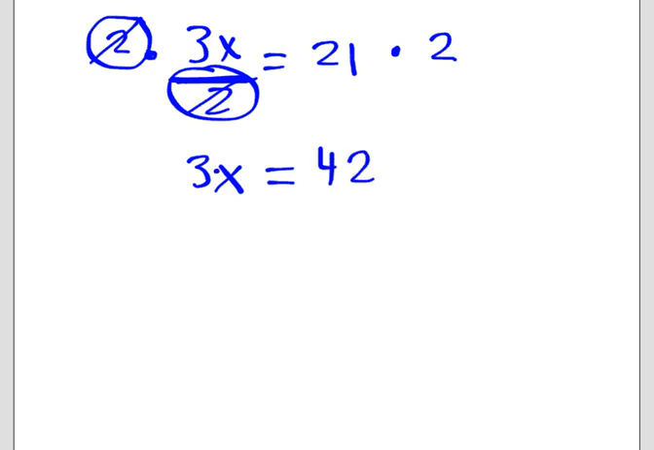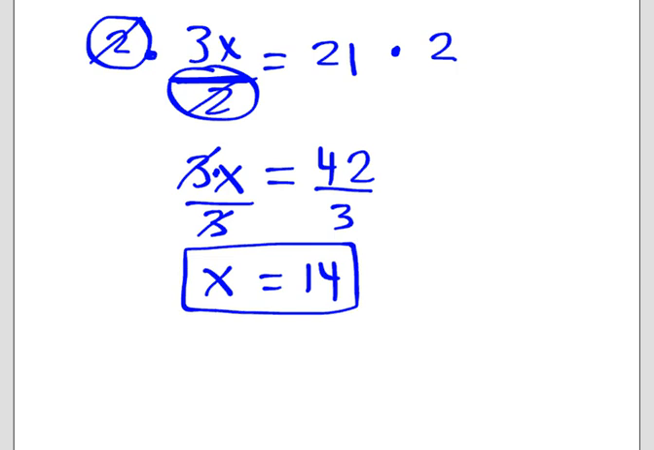And here 3x means 3 times x. So to get rid of 3 times x, I need to divide by 3. If I do it on the left side, I have to do it on the right side. So 3 divided by 3 will cancel out. So now I have x is equal to 42 divided by 3, which is 14.